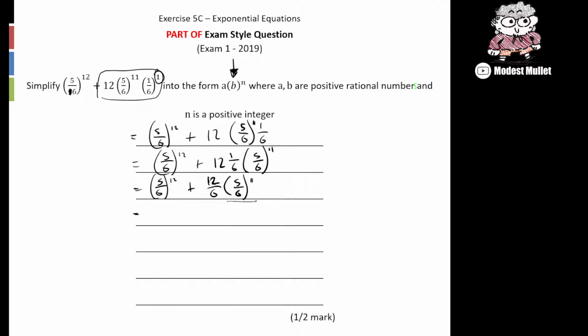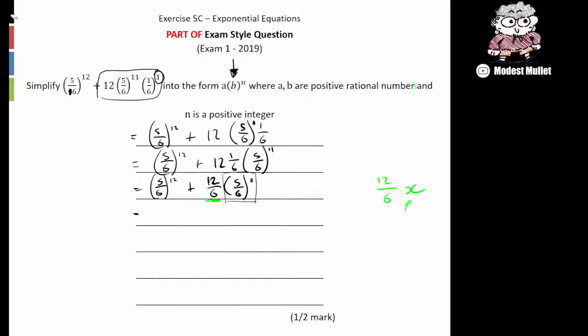So we've now got 5 on 6 to the power of 11 over here. So our base is the same, and we can effectively think of the 12 on 6 as our coefficient. Let me just write it like this. We've got 12 on 6 x, where x is 5 over 6 to the power of 11. The problem is our other term, we've currently got 5 on 6 to the power of 12, which is a little bit different. So how do I convert this 5 on 6 to the power of 12 to be 5 on 6 to the power of 11 with something in front of it?